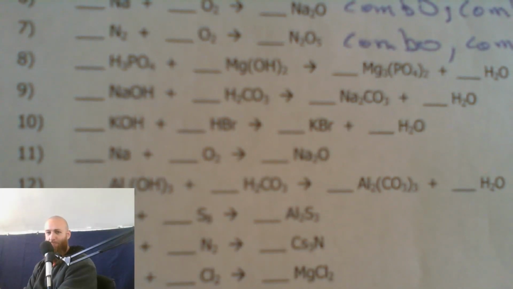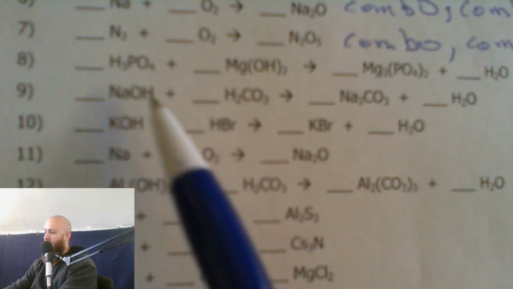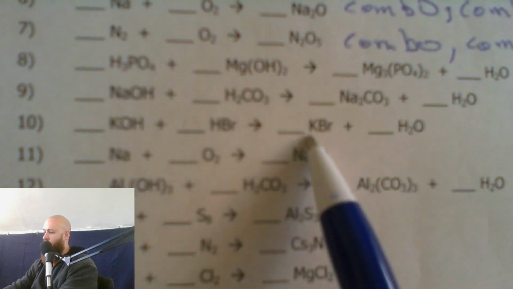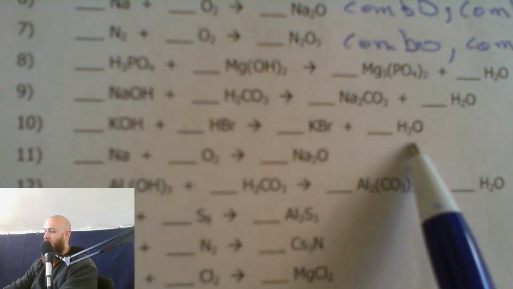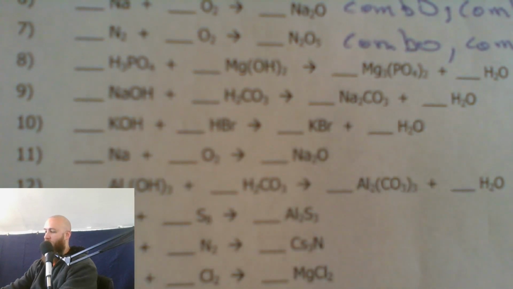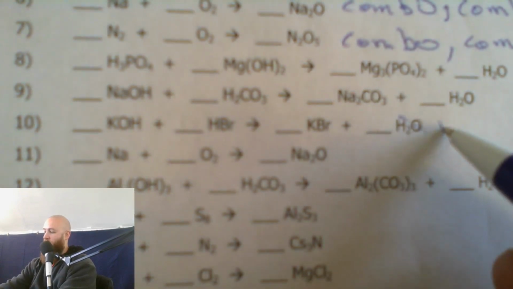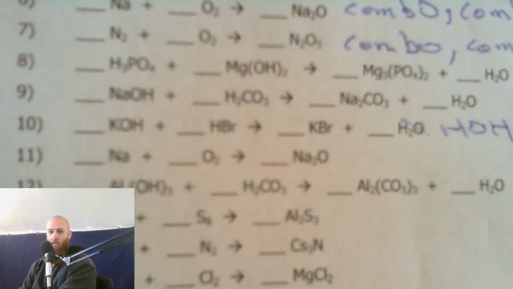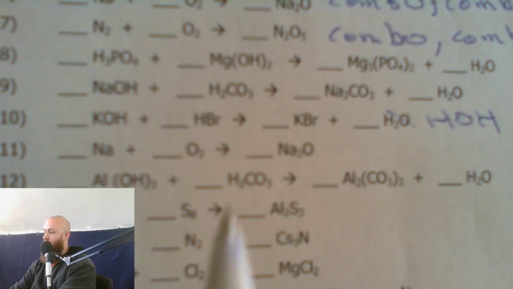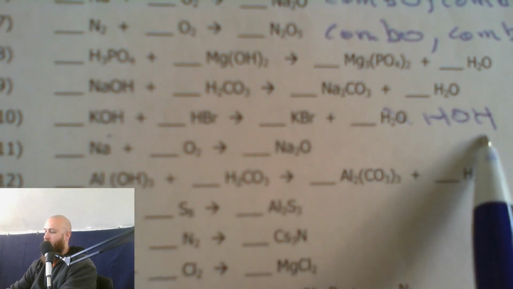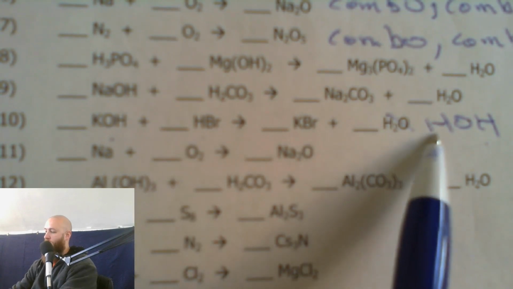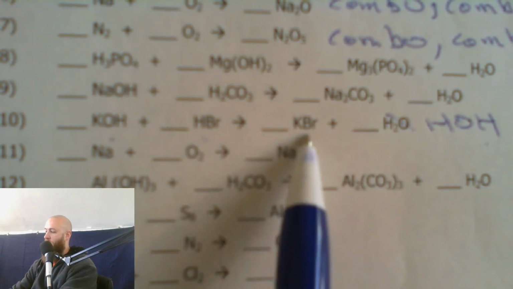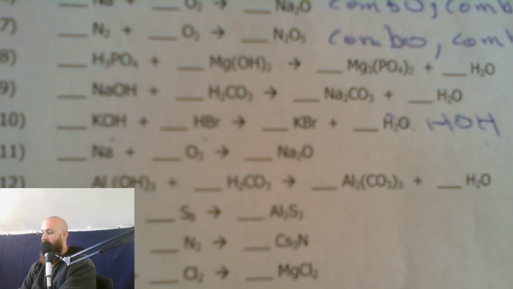For number 10, I have 1 potassium, 1 potassium. Potassium's already good. I have 1 hydroxide. I do not have any hydroxides over here, but I do have water. So I'm going to rewrite that water as HOH, and that should help get this figured out. 1 hydroxide, 1 hydroxide. Good. Then I have 1 H and 1 H. 1 Br, 1 Br. This one's already balanced. All right, so that one was easy.